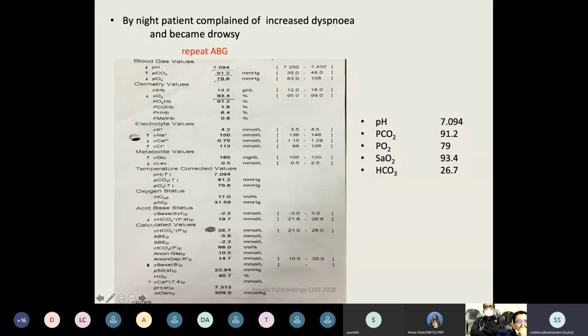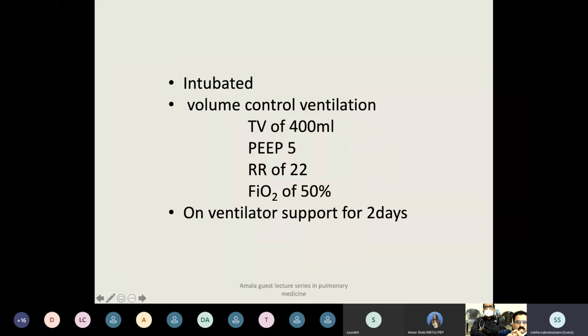A repeat ABG at this time shows pH of 7.094. So there is marked worsening of the pH. The PCO2 has gone up to 91. The patient has become drowsy. At this point, the bicarb is just 26.7, which means it is not even starting to compensate. So the patient was intubated, put on volume control ventilation, tidal volume of 400 ml, PEEP of 5, respiratory rate of 22, FiO2 of 50%, and she improved dramatically.